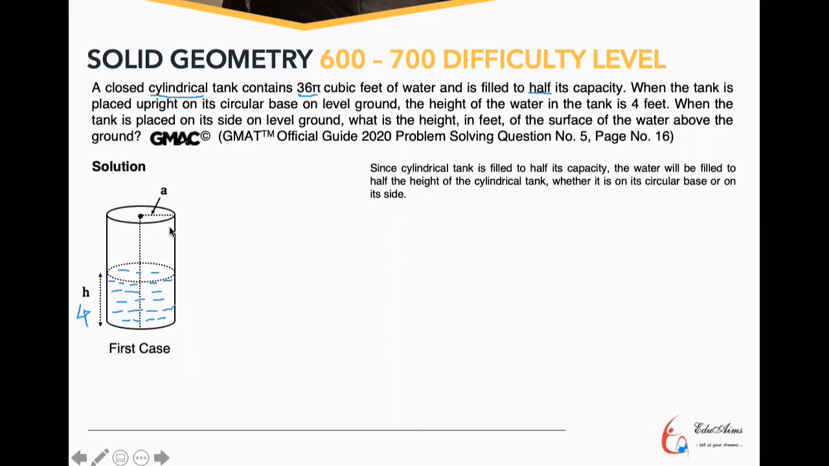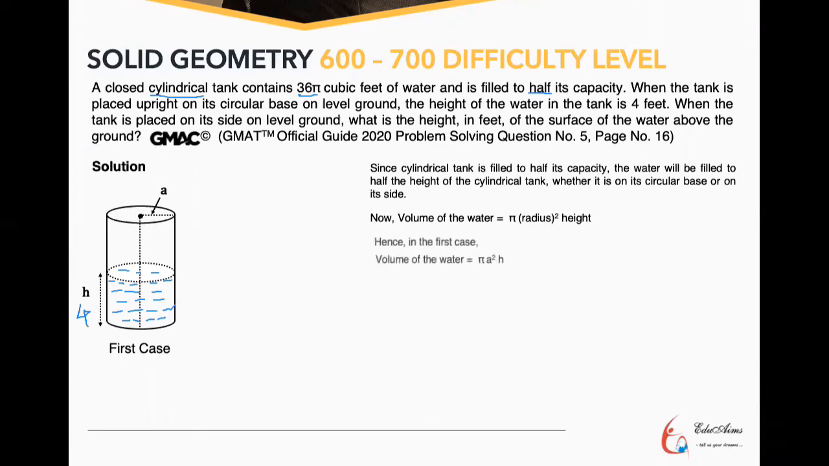We already have the height. So if you remember, what is the formula for volume of a cylinder? That is pi r squared h. So obviously, since the water is in the cylinder, it takes the shape of the cylinder. So we can use the formula for the volume of a cylinder to equate that to the volume of the water. So we have here the volume of the water is pi r squared into h, which is the height.